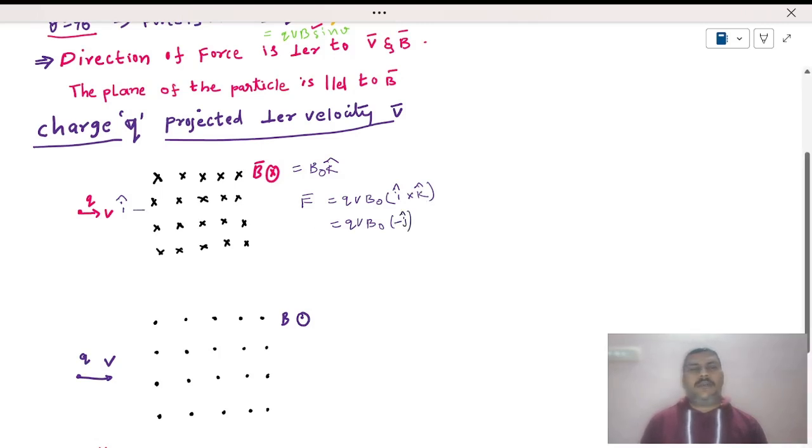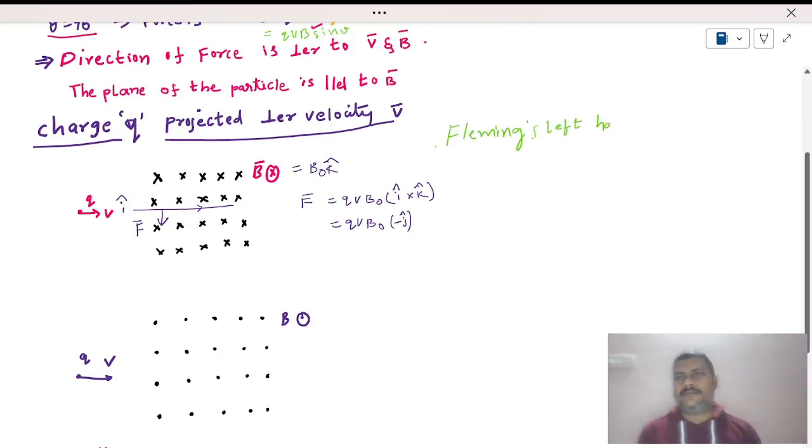Therefore, on this particle when it is moving in the magnetic field, the force acts in the negative J direction. This is the direction of force. The direction of the force on a charged particle is given by Fleming's left hand rule, which gives the direction of force on a current carrying conductor. The same rule we can apply for a charged body also. But here Fleming's rule is not given anything, so here we will go only by the direction of V bar cross B bar.